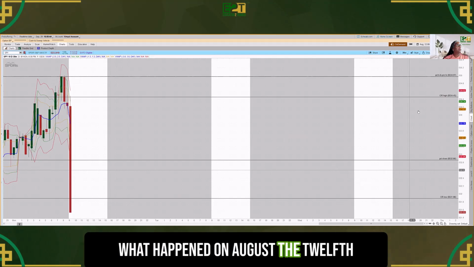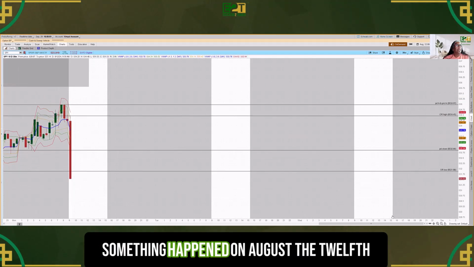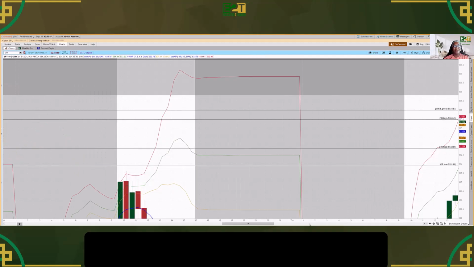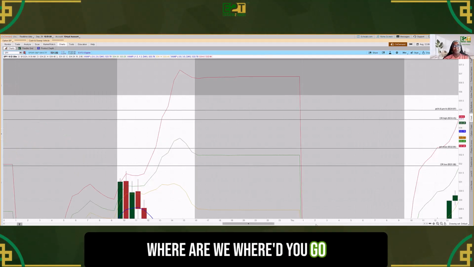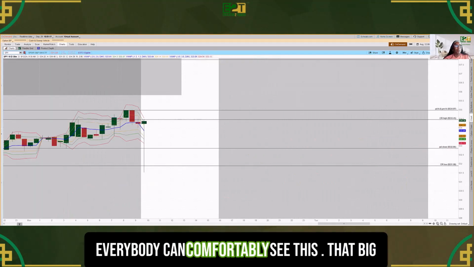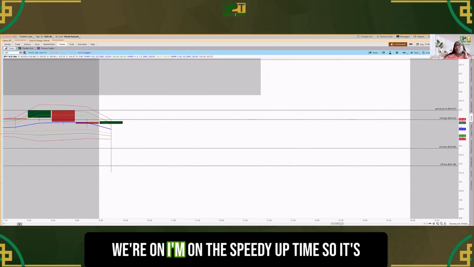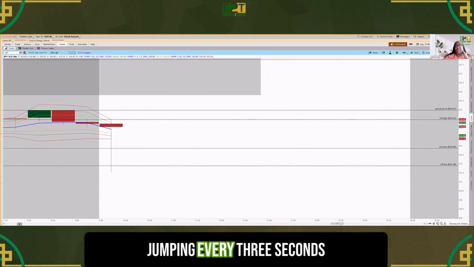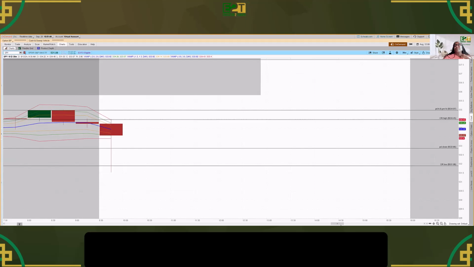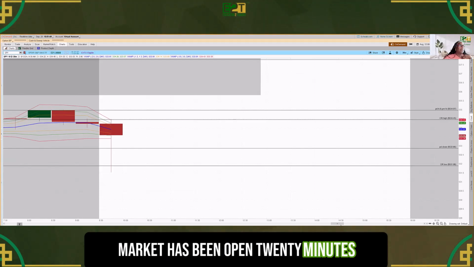What happened on August the 12th? Something happened on August the 12th. Where are we? Where'd you go? Everybody can comfortably see this? That big old wick. There we go. I'm on the speedy up time, so it's jumping every 3 seconds. Market's been open 20 minutes.